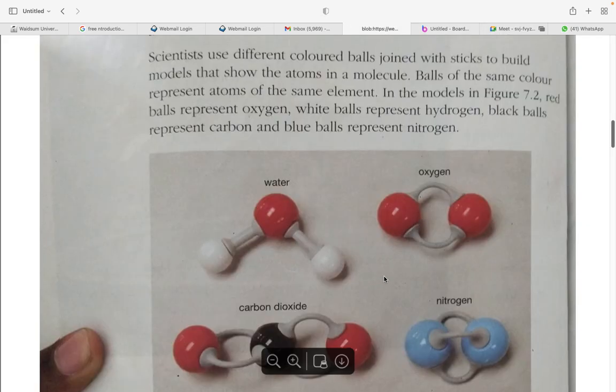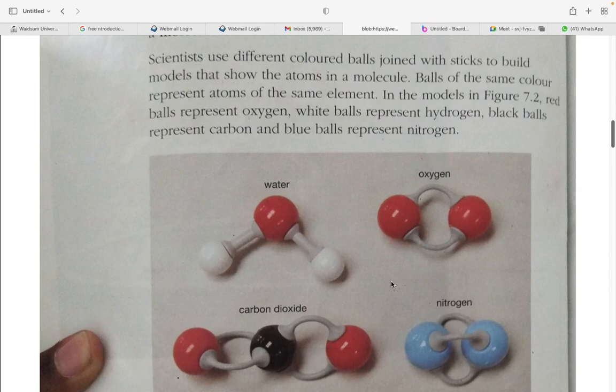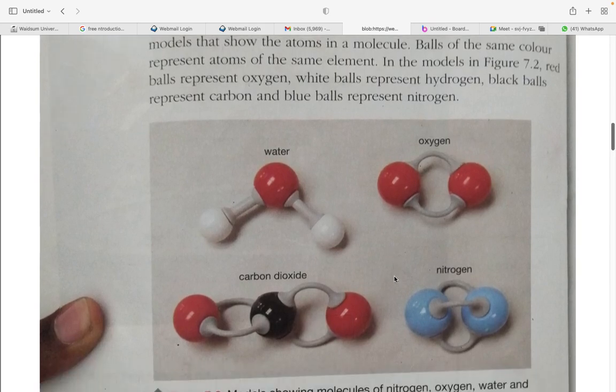Let's take carbon dioxide. Carbon dioxide, we have CO2. That's the formula, CO2. Right? So let's write that, and then we draw the structure. Let's go to the board here.